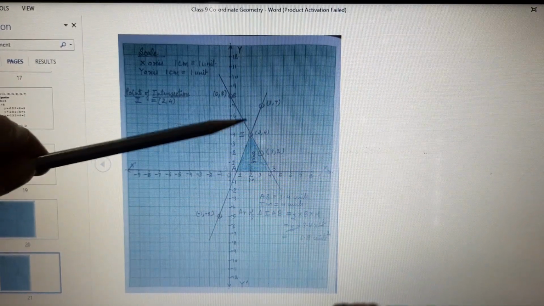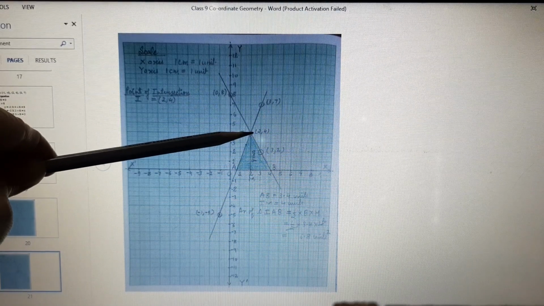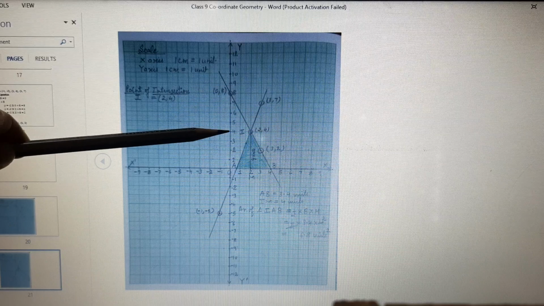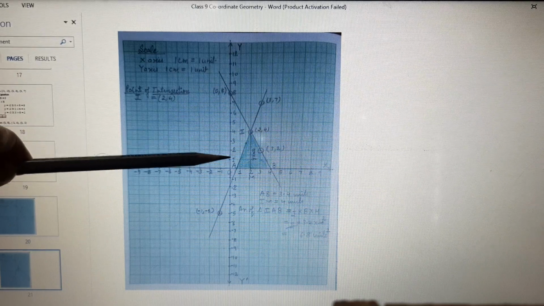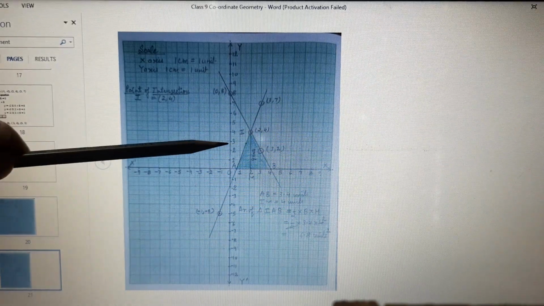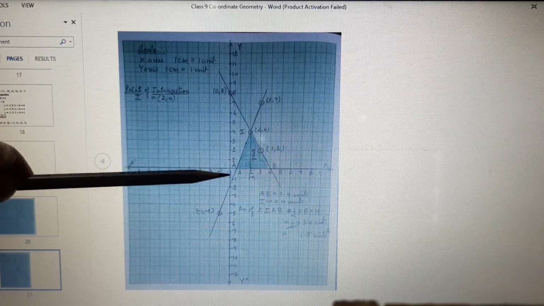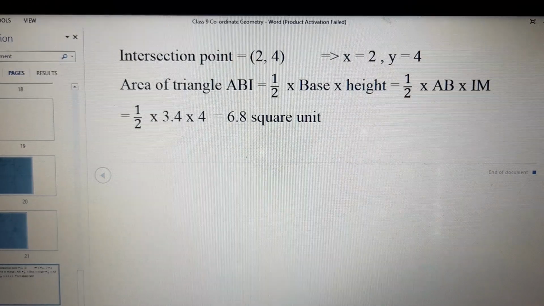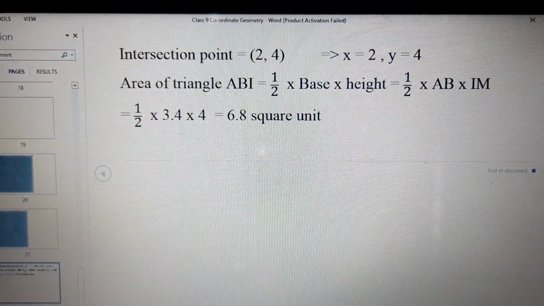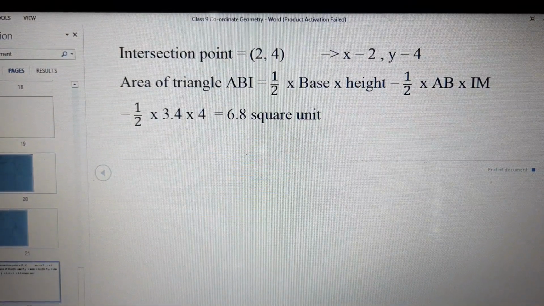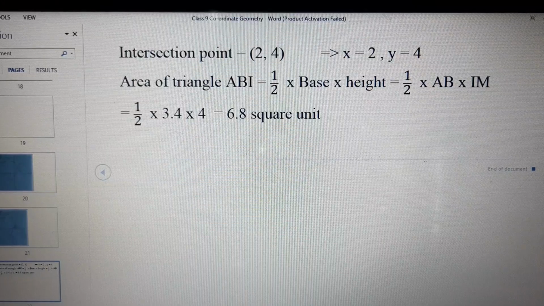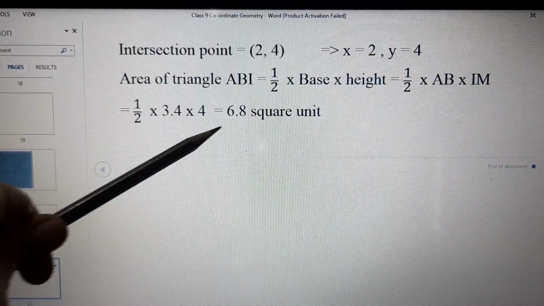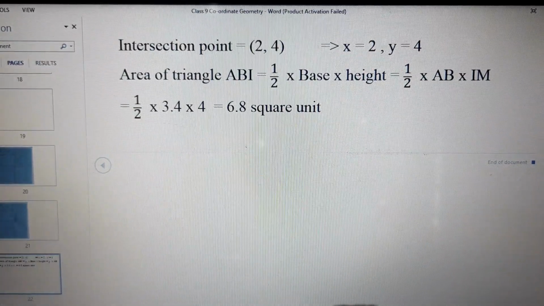And we'll drop a perpendicular from point I, from the vertex to the base. If you measure, it is 1, 2, 3 and 4 units: 4 to 3, 3 to 2, 2 to 1 and 1 to 0. So 4 units. So base is 3.4 and height is 4. Area of triangle is 1 upon 2 into base into height. So 1 upon 2 into 3.4 into 4. It will come 6.8 square unit.